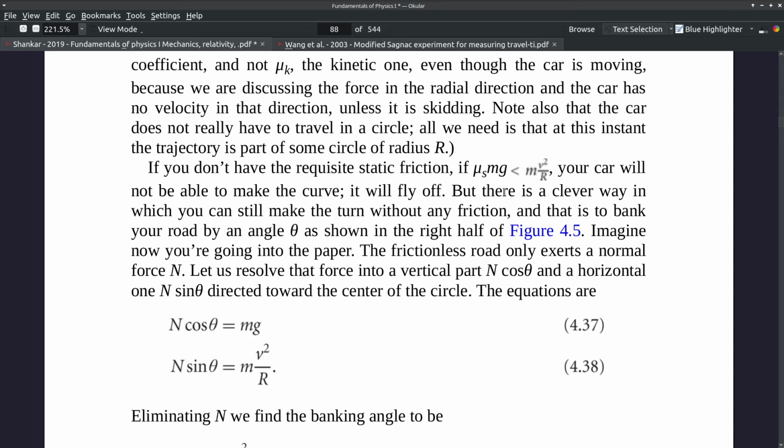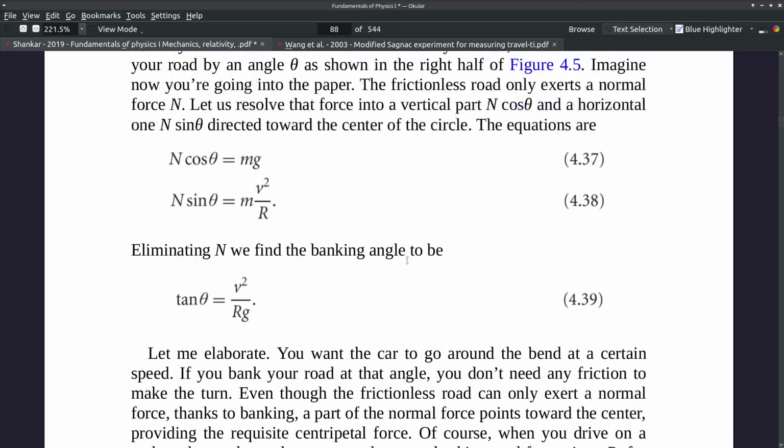It will fly off. But there is a clever way in which you can still make the turn without any friction, and that is to bank your road by an angle theta as shown in the right half of figure 4.5. Imagine now you're going into the paper. The frictionless road only exerts a normal force N. Let us resolve that force into a vertical part, N cosine theta, and a horizontal one, N sine theta, directed toward the center of the circle.